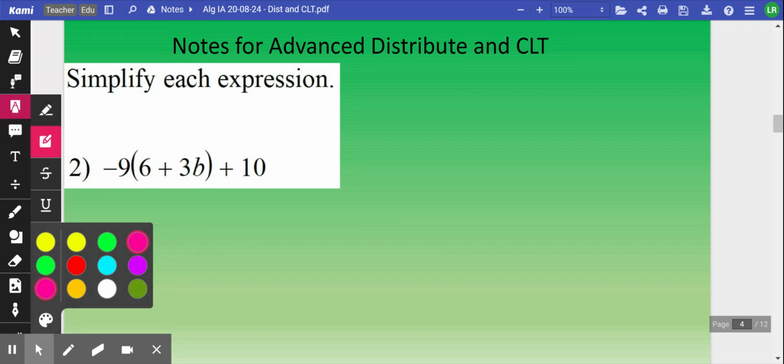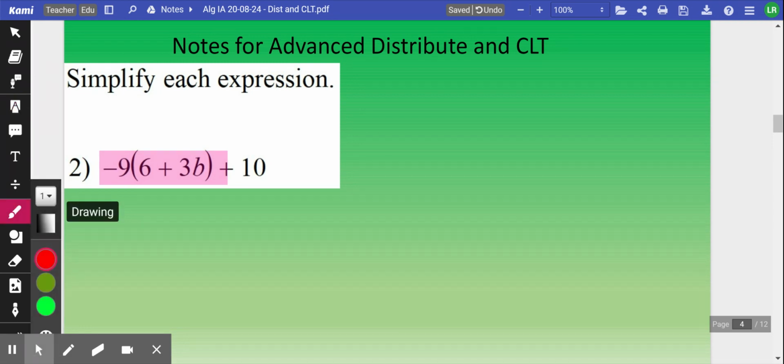Now, the first thing we have to worry about: do we distribute or do we add like terms first? Which one? Distribute. So I need to look through the problem and see, is there any distribute there? And right here, there's distribute. Okay? So I'm going to go ahead and take care of that.